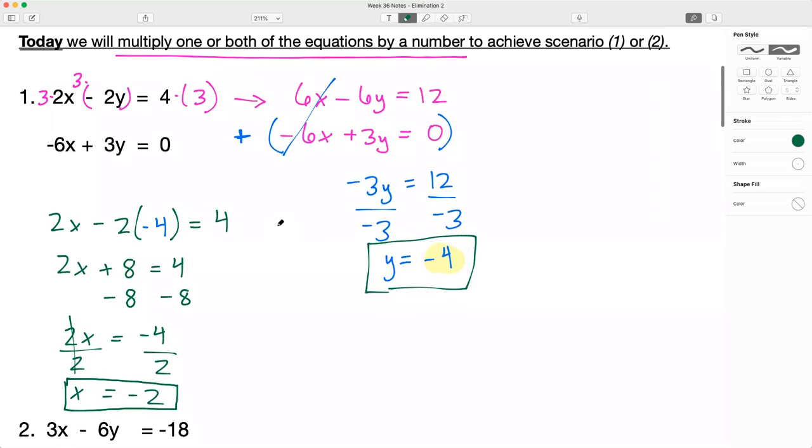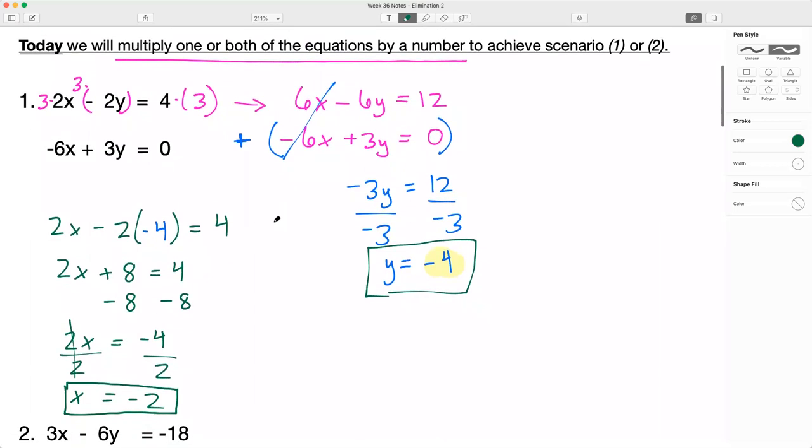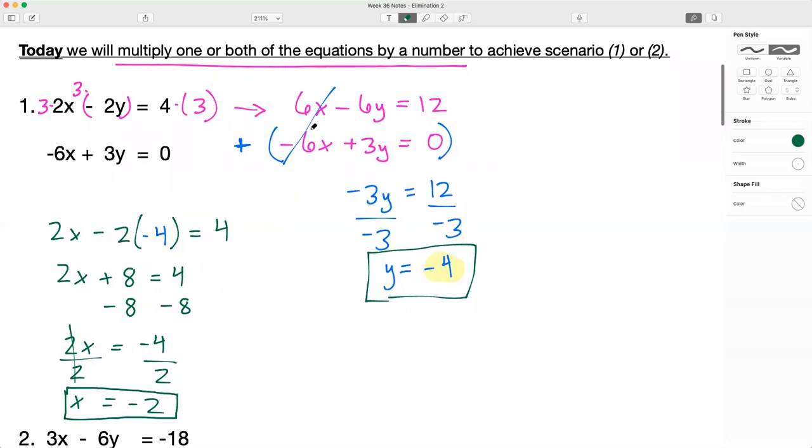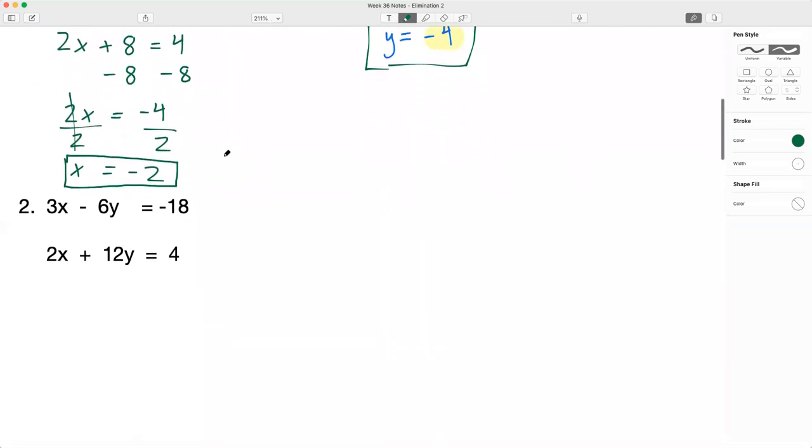And I'm done with the process of elimination. The only thing I did was I multiplied this equation up by a factor of 3 so that I could have the opposite coefficient and eliminate the x variable right there. Okay, so how about this one right here?